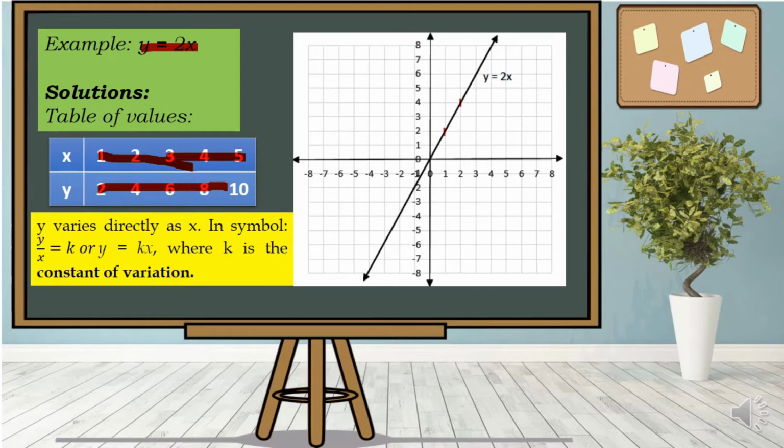This means that y varies directly as x, and the symbol y over x equals k, or y = kx, where k is the constant of variation. So here our constant of variation is 2.